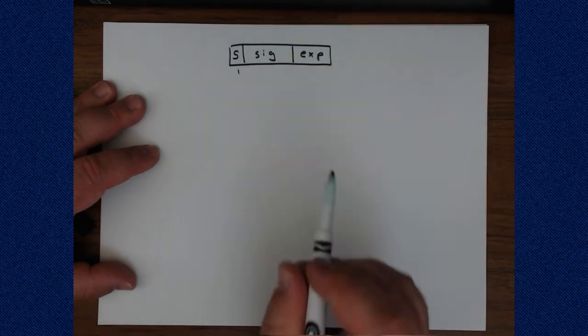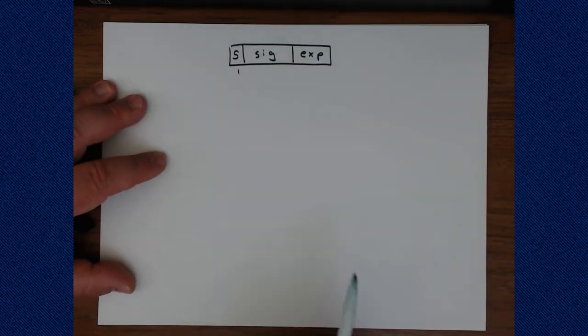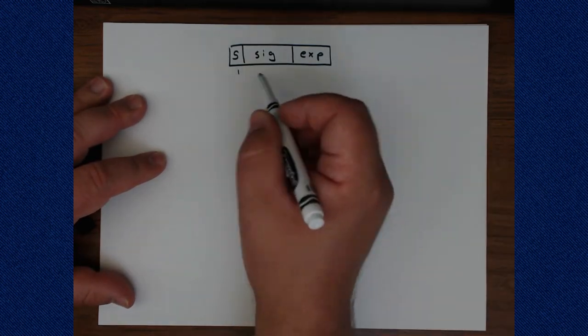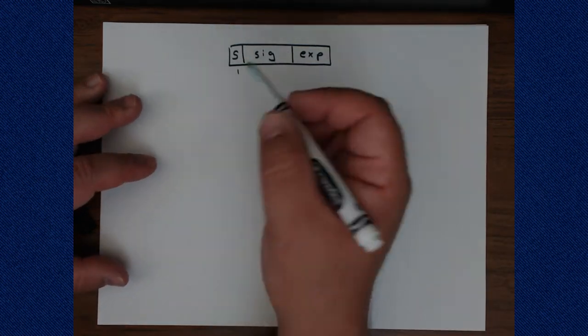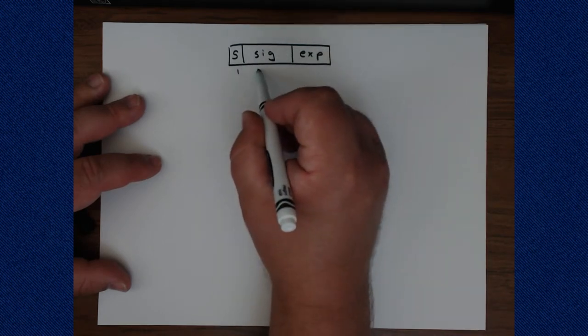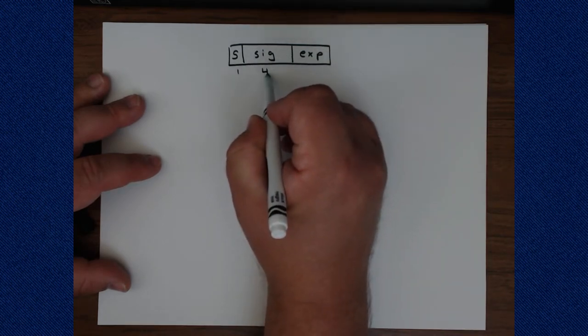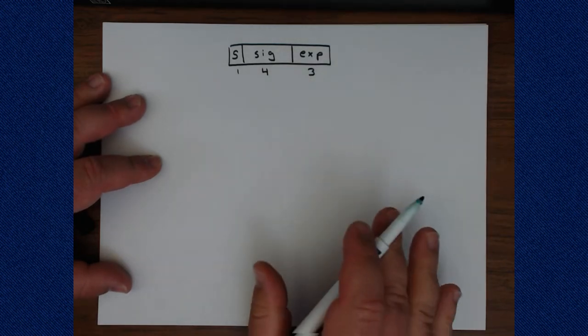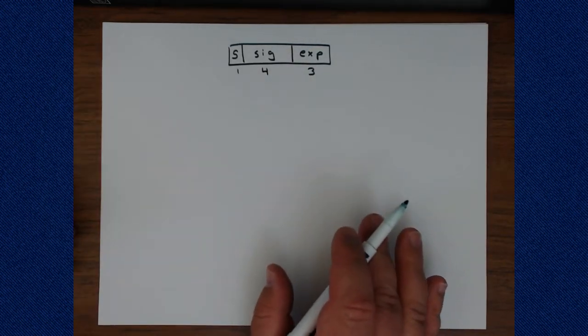And so in the lower order bits, I will put the exponent. We need to pick how big our significand will be versus our exponent. And I want more bits of accuracy and precision here, so I'm going to go with 4 bits for the significand and the remaining 3 bits for the exponent.